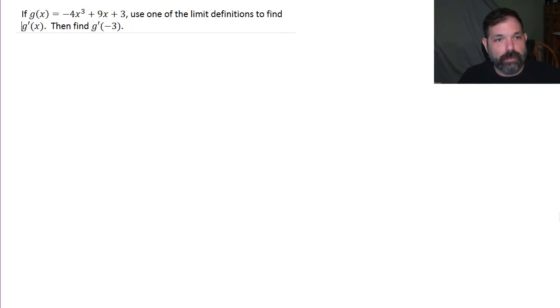If g of x is negative 4x cubed plus 9x plus 3, use the limit definition to find g prime of x. Then find g prime of negative 3. So what I would recommend is that you pause and try this one out on your own using the definition that I showed on the previous slide. All I'm saying is we're using the letter g instead of f, but it's the same exact concept. Now would be a good time to pause.